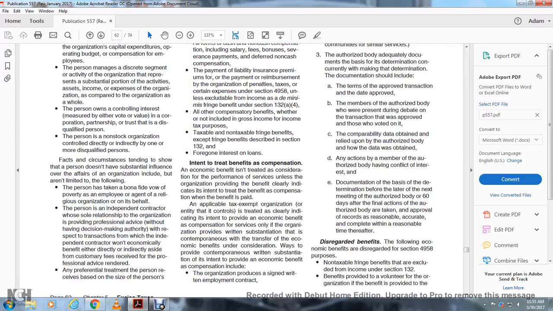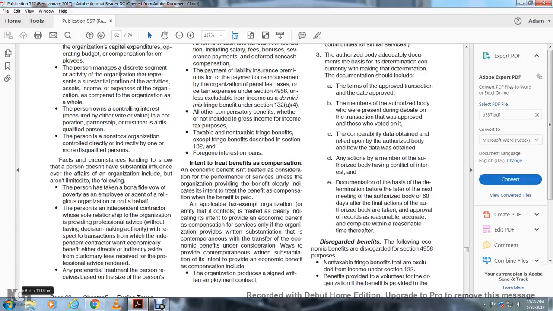The facts and circumstances that tend to show the person does not have substantial influence over the affairs of the organization include, but are not limited to, the following. The person has taken a bona fide vow of poverty as an employee or agent of the religious organization or on its behalf. The person is an independent contractor whose sole relationship with the organization is providing professional advice without having decision-making authority with respect to the transaction, and who will not economically benefit, directly or indirectly, aside from customary fees received for the professional advice rendered.